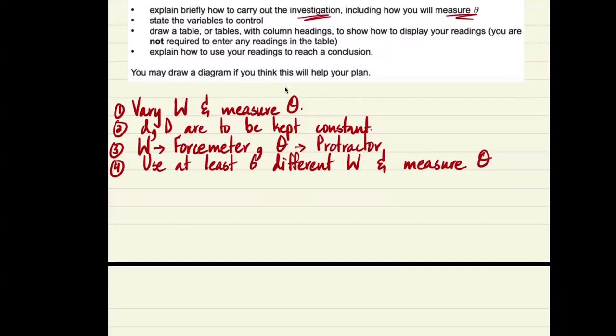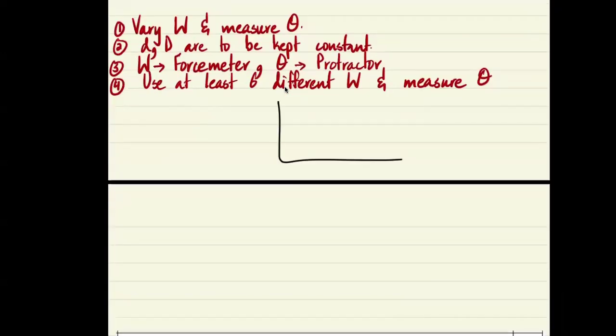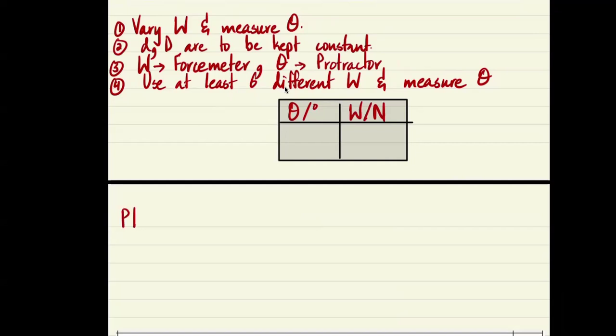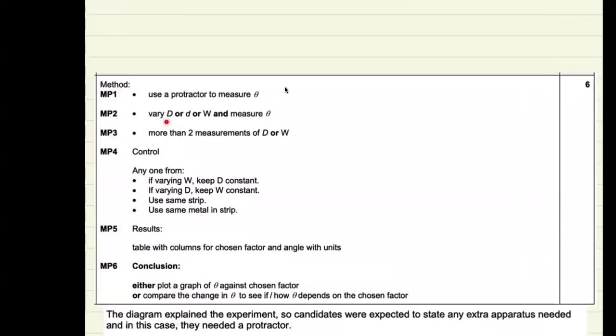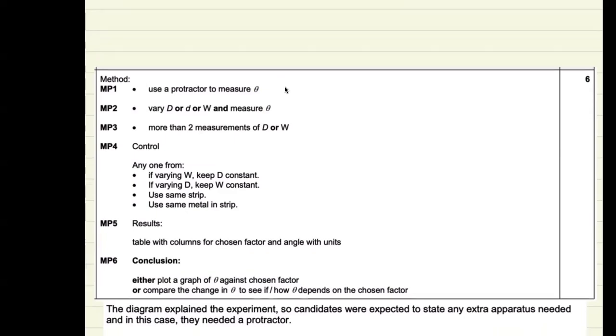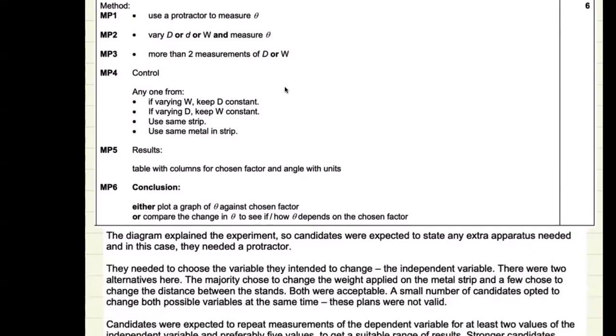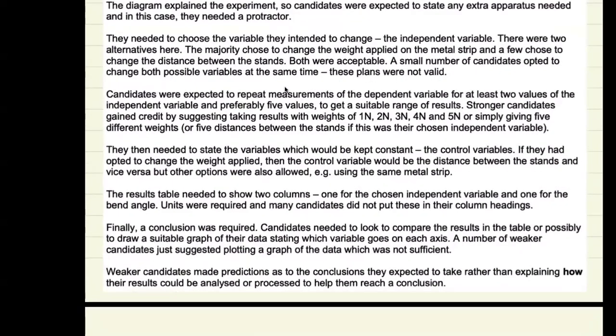And then you talk about the table of values here. So the table of values is like this. So you have theta in degrees, you have weight in Newton, and the last thing is again to say plot a graph of W against theta to observe the relationship. Now that's also written here. Use a protractor to measure theta. Vary either of these and measure theta. More than 2 measurements. Control variables and results and the conclusion. Right? So it's very straightforward once you do get the grip of this.